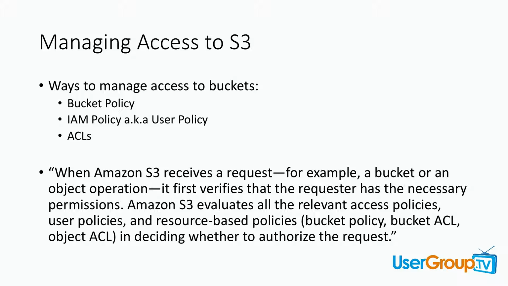There's also the IAM policy, like I mentioned. AWS has this identity access management system, so a policy associated with that is also called the user policy. And you've got ACLs, which is not the ACL tier, but ACL from access control list. When S3 gets a request to access an object, it goes through all of these policies and combines them in a certain way to determine whether the user is authorized to access the object. I'll get into how exactly it does that.